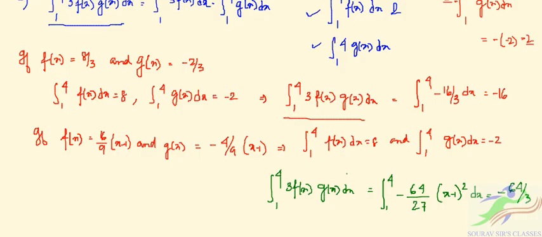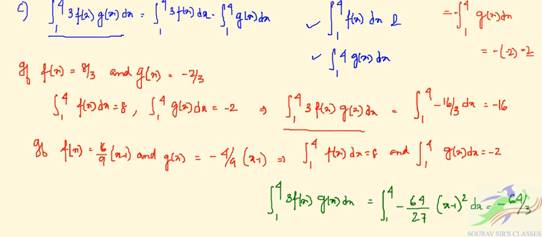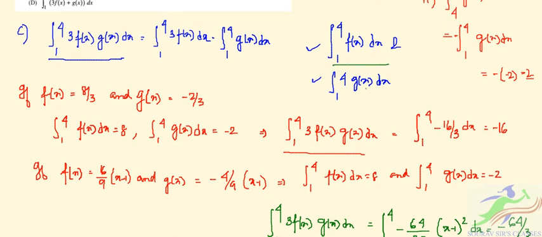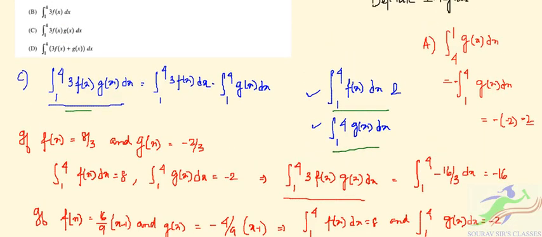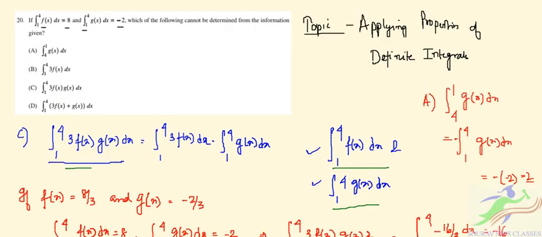So we can conclude that the individual values of these two integrals cannot be used to determine the value of this particular integral. So in our case, the correct option for question number 20 is C, that is the integral from 1 to 4 of 3 f(x) g(x) dx.